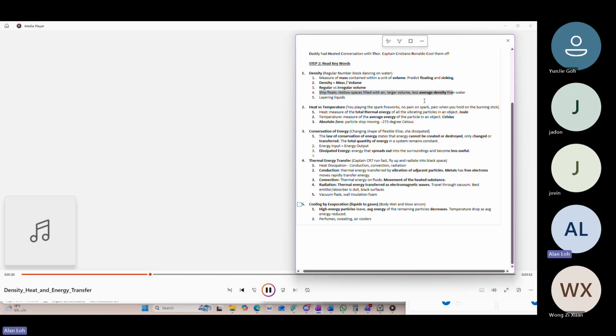Okay, so the ship is floating, but it needs a ton of energy to move. That brings us to a common point of confusion. Heat versus temperature. A really critical distinction. Temperature measures the average energy of the particles in an object.